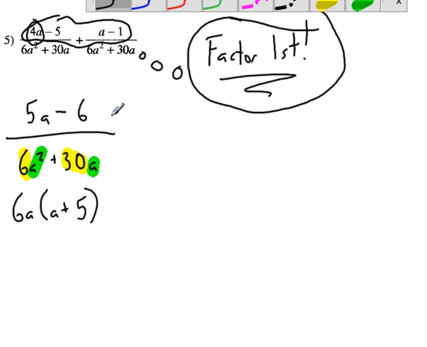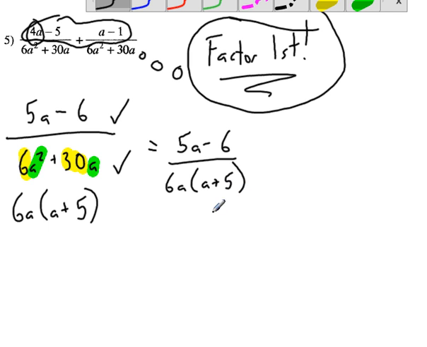There are many times when you will find something in the numerator that will cancel with something in the denominator. Don't force the issue, though. In this case, 5a minus 6 and 6a times a plus 5, there's nothing you can cancel. So I'm done. But without factoring this denominator, I would not have known that I wasn't done yet. So you do need to take that into fully factored form, like I showed here at the answer. If you had 5a minus 6 over 6a squared plus 30a, you would lose points for that answer. You need to take it a step further and make sure that you are doing your factor step.